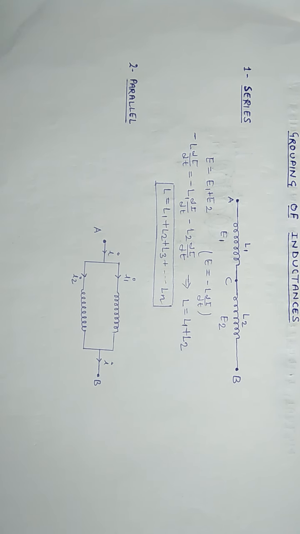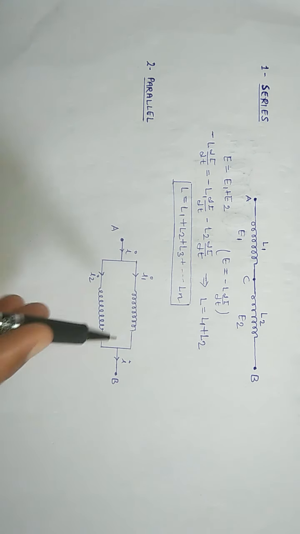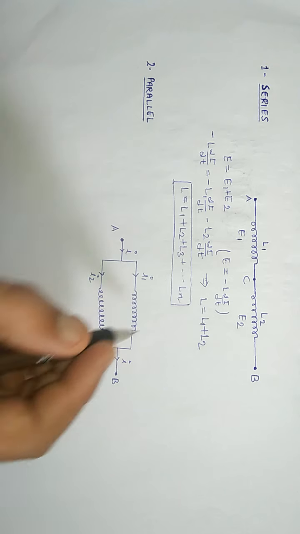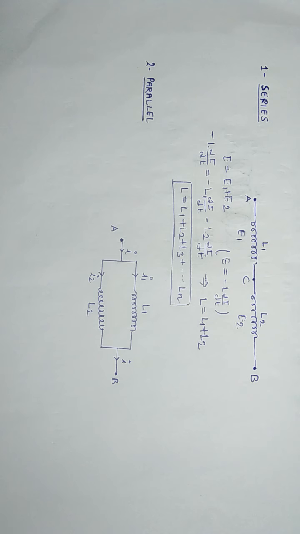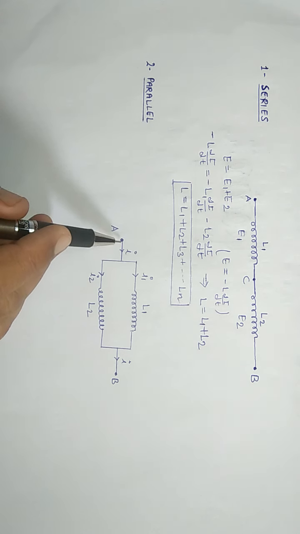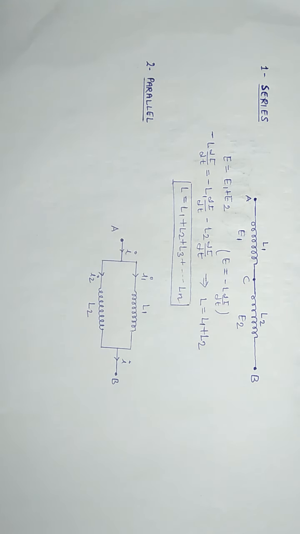Now discussing parallel combination. Here I have made a diagram in which two inductors L1 and L2 are connected in parallel. As the current I flows, after reaching this point, it divides into two parts, I1 and I2. In parallel combination, the EMF remains same while the current is different in different branches.